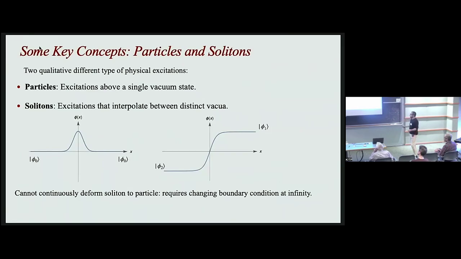So in classical field theory, these are 2 very different types of excitations. For example, if you have a small coupling, then particles are very light, as we know from quantum field theory, while solitons are very heavy. And because of this difference between the vacuum state to the far left and the far right, we cannot continuously deform from one state to the other. This requires changing a boundary condition at infinity. So these are 2 different qualitative types of excitations that we all know and love from our textbook quantum field theory.